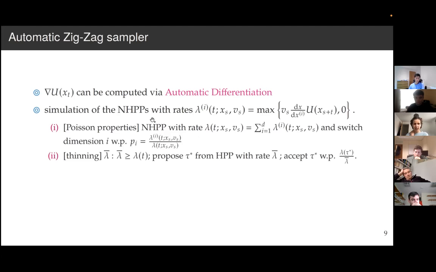But still, we need to sample from this non-homogeneous Poisson process, and what we decided to do is use thinning, where thinning means that, since we now have a time-varying rate lambda t, we find an upper bound lambda bar. We propose from a homogeneous Poisson process with rate lambda bar and accept the proposed point with probability lambda at t star over lambda bar.